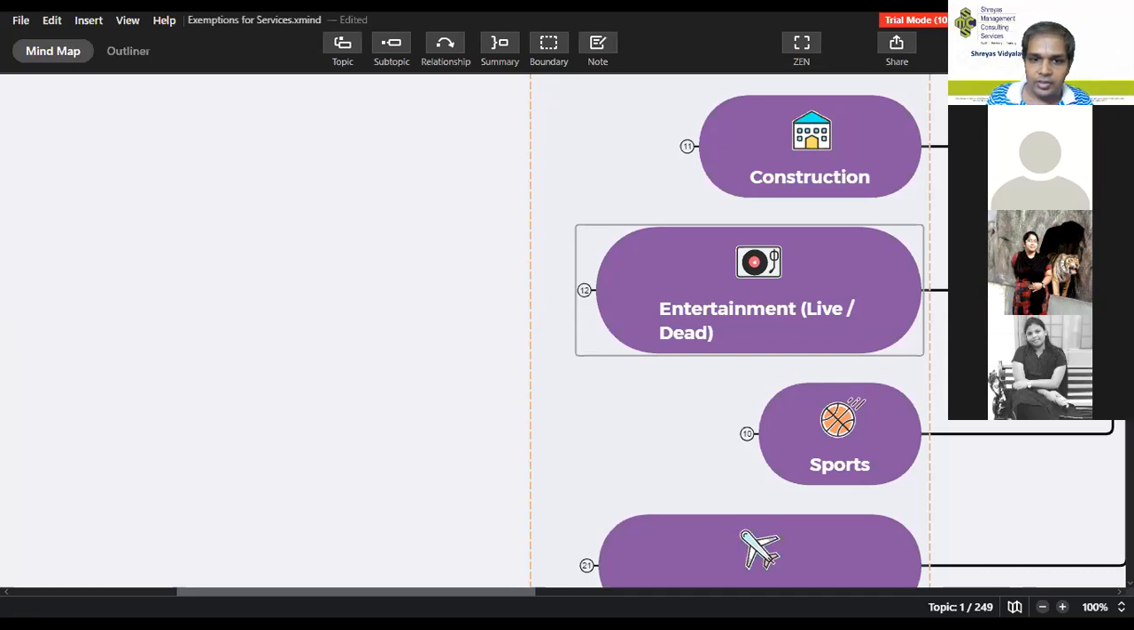Many people have got it right. It is taxable because 800 rupees means the entire amount is taxable. We gave exemption only up to 500 rupees, 500 rupees per person. So the entire amount is taxable.